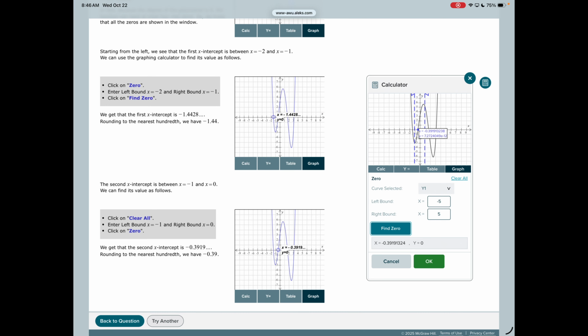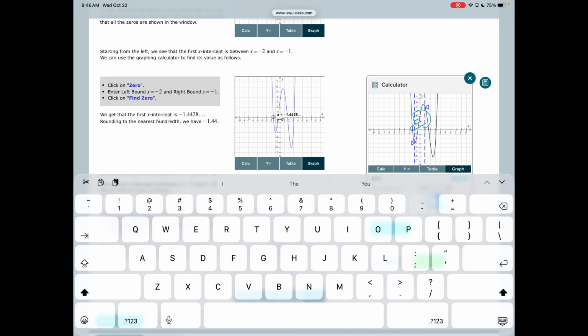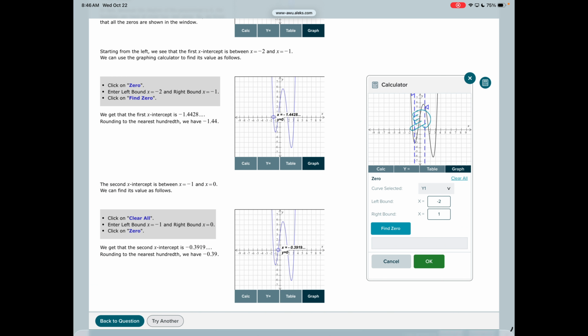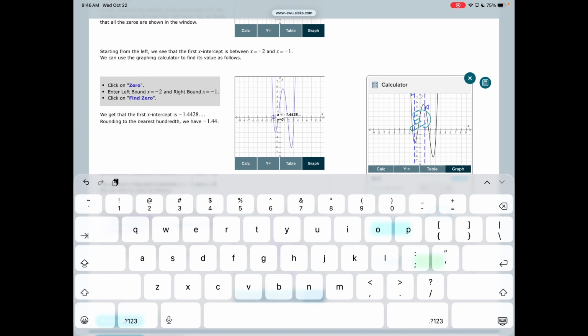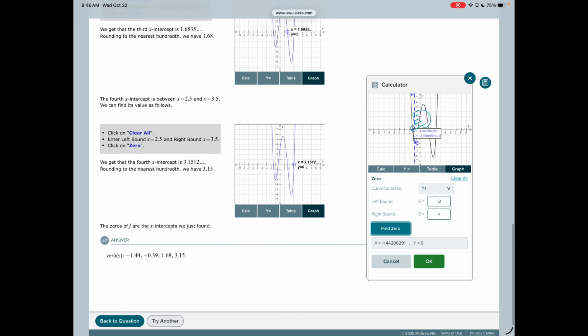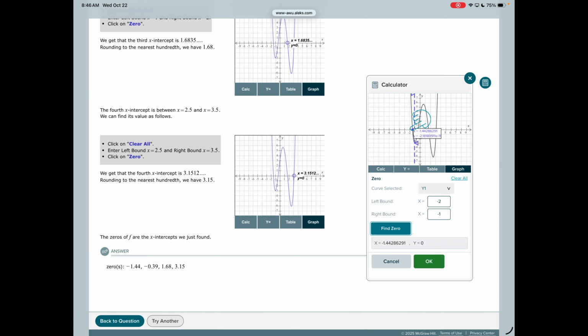Okay. So what you want to do is identify where a zero might be. Like there's one, see this zero right here. It's between -2 and -1. So I go to -2 and -1, and I say find the zero between -2 and -1. Okay, so that's -1.44.